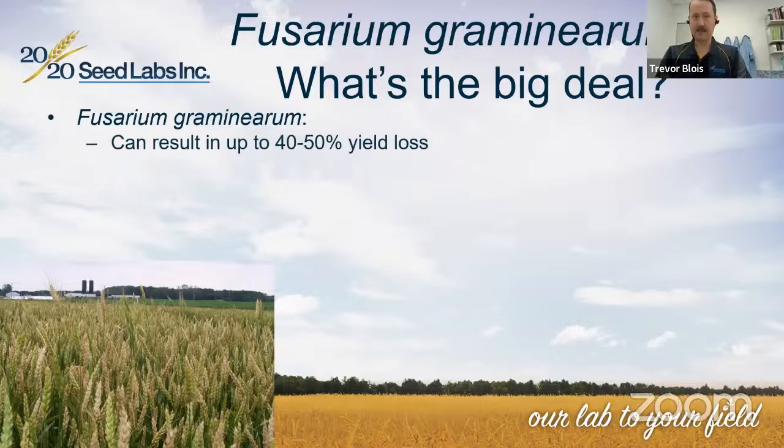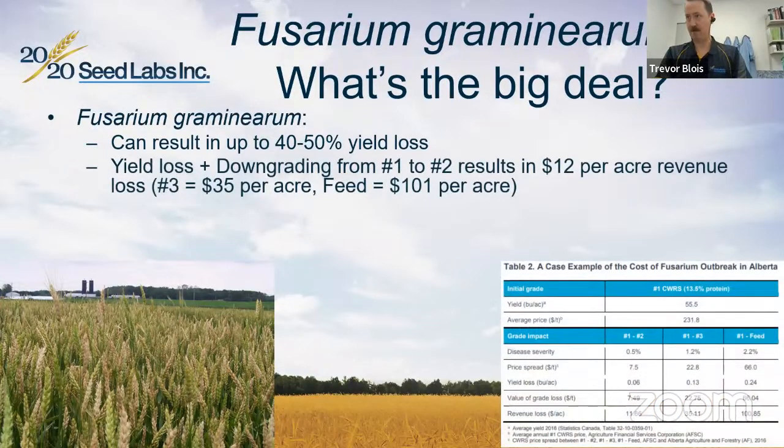It does result in yield loss. So you get those small shriveled kernels, right? Extreme conditions, you can get 40 to 50%, but that can happen if you've got a really bad infection. The biggest loss that growers see is that downgrading that you'll have.